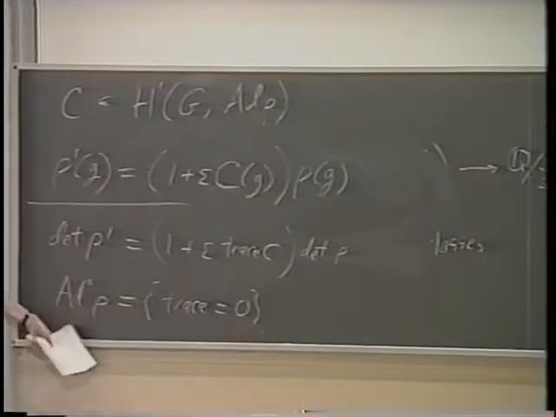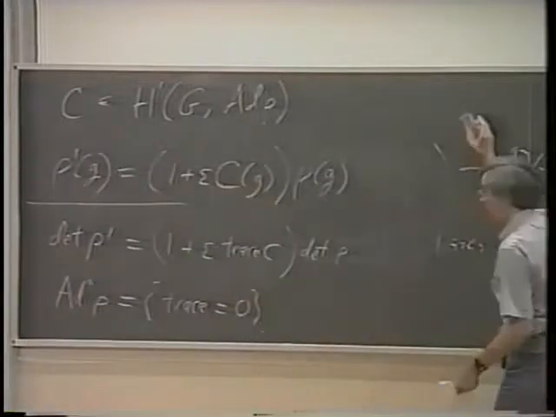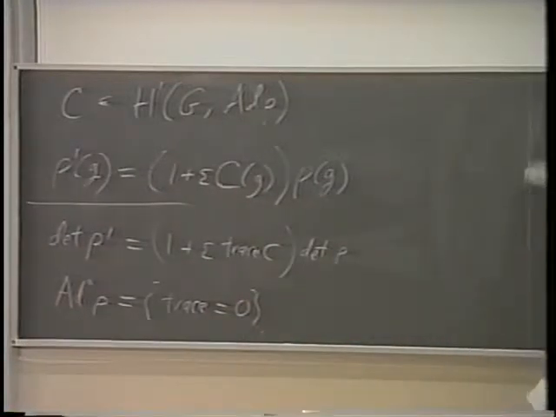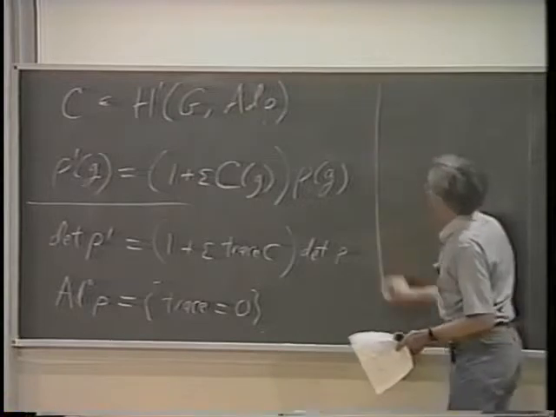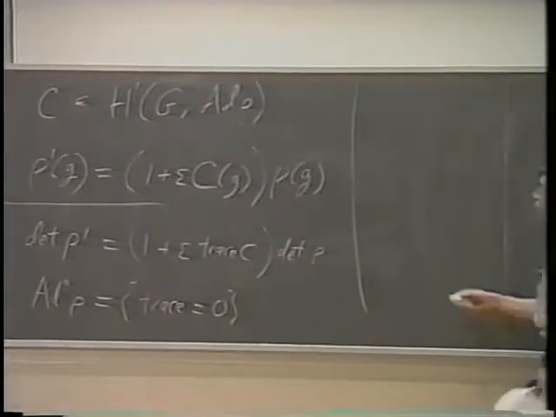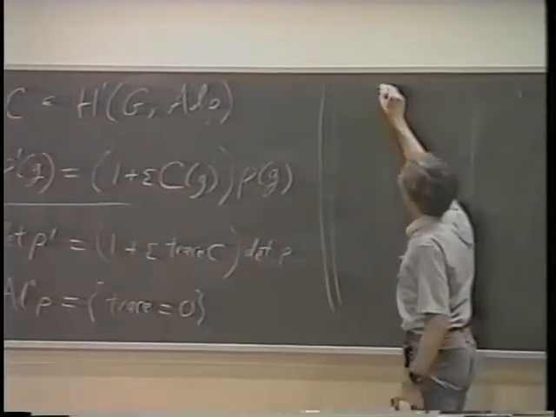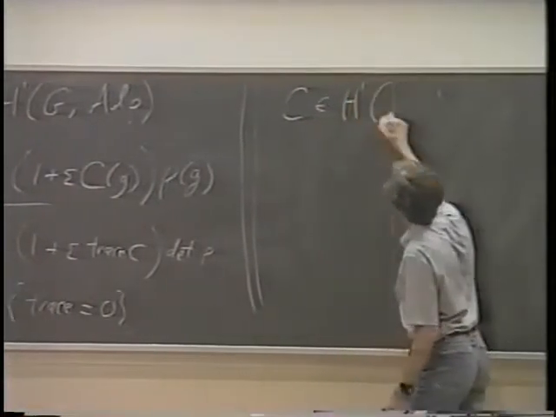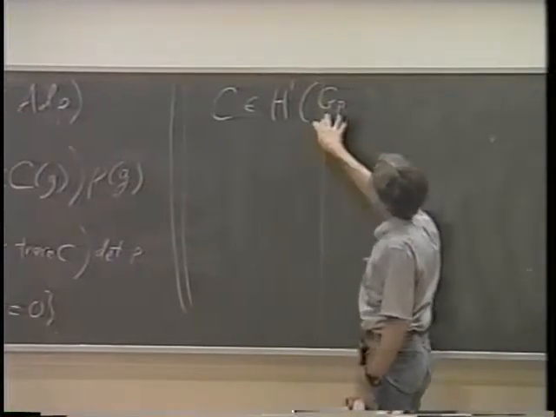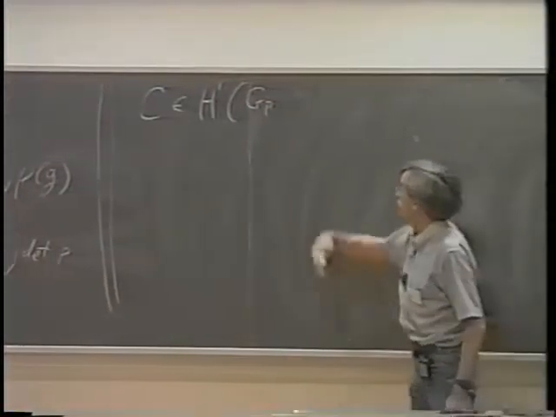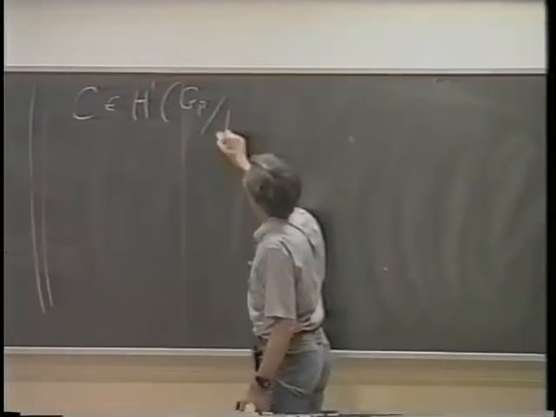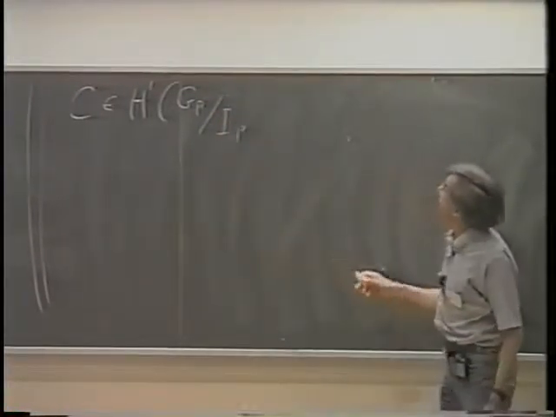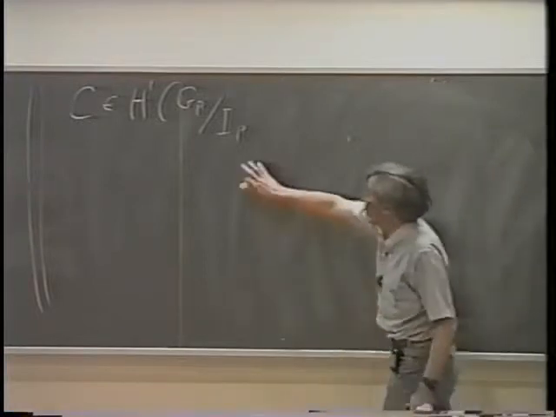So anyway, this is one type of condition. Whenever you see an add naught, it just means it's a condition that's going to keep the determinant fixed. Well, we need other conditions too. The first one I want to talk about is what happens if C corresponds to an unramified class. So let's say C is in H1. Now remember, GP is the Galois group of QP bar over QP. IP was the inertia group. So these are the unramified classes that used to be written here.